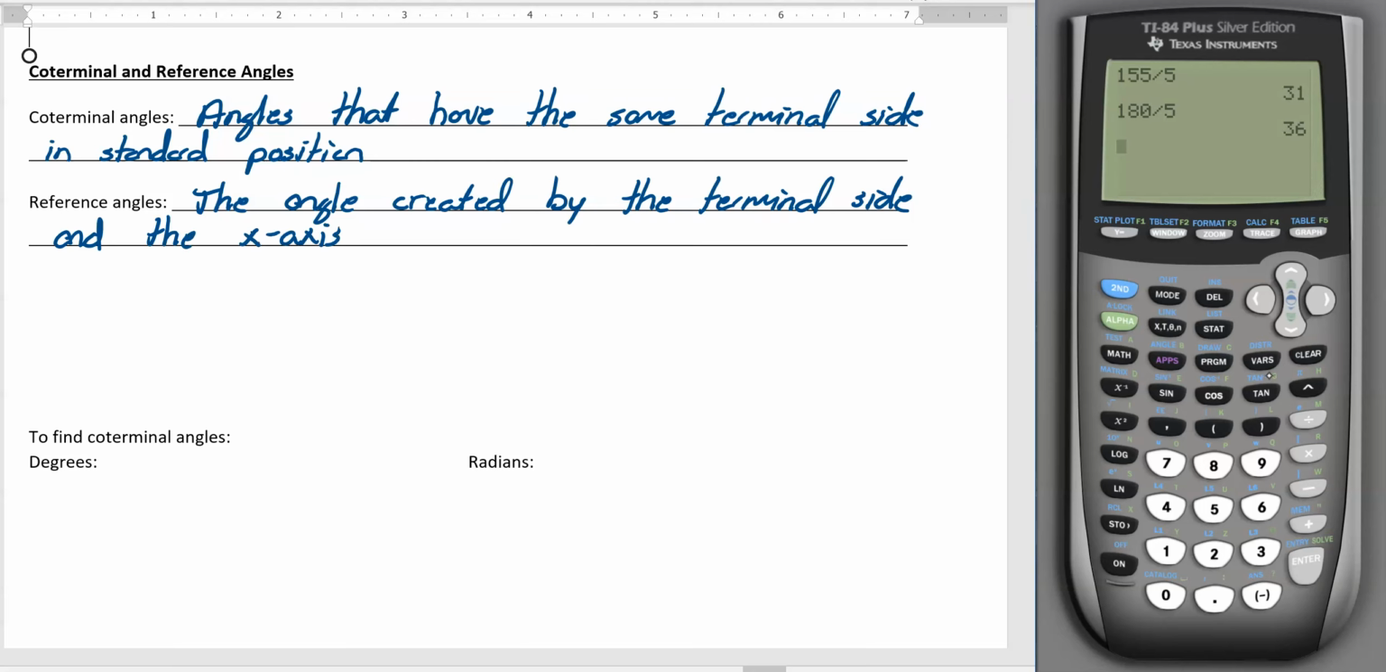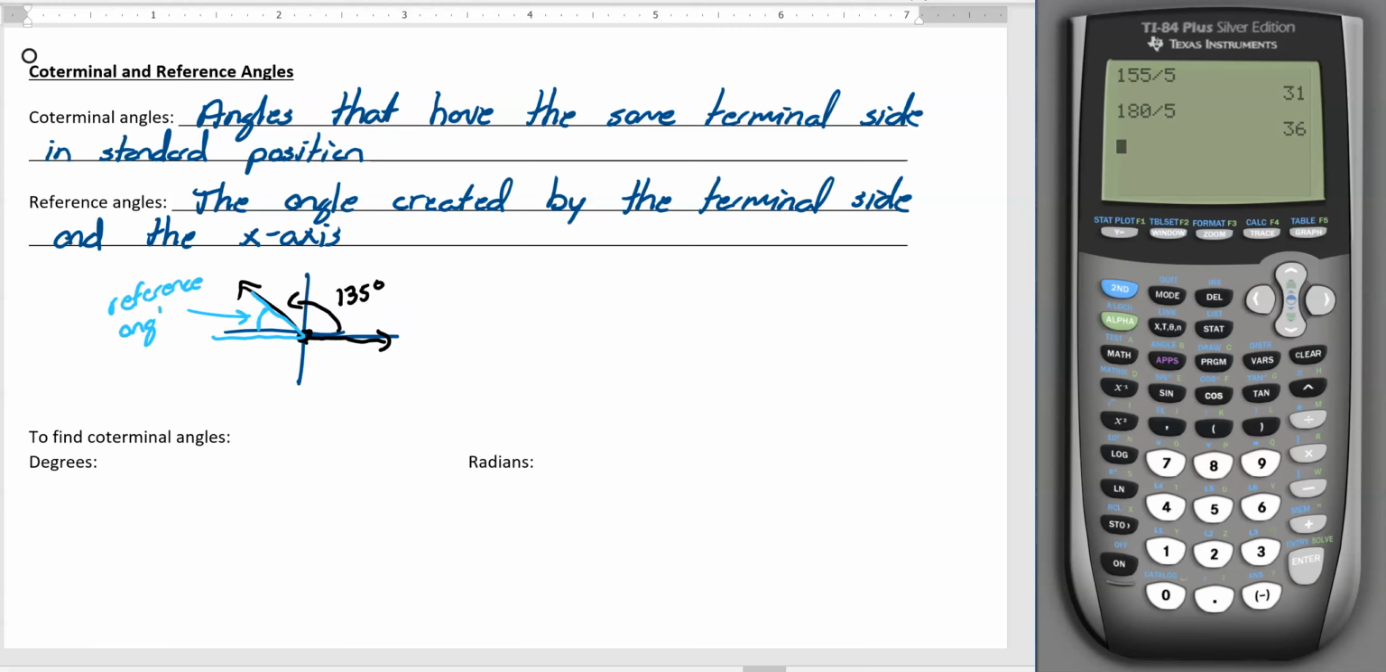Okay, so let's say here that if I'm graphing an angle, let's do this in blue and then we can graph it in black here. If I'm graphing an angle and I have something that looks like this, and we'll say it's positive and this is 135 degrees, my reference angle would be this space here. This would be my reference angle, the angle created by the x-axis and the terminal side.